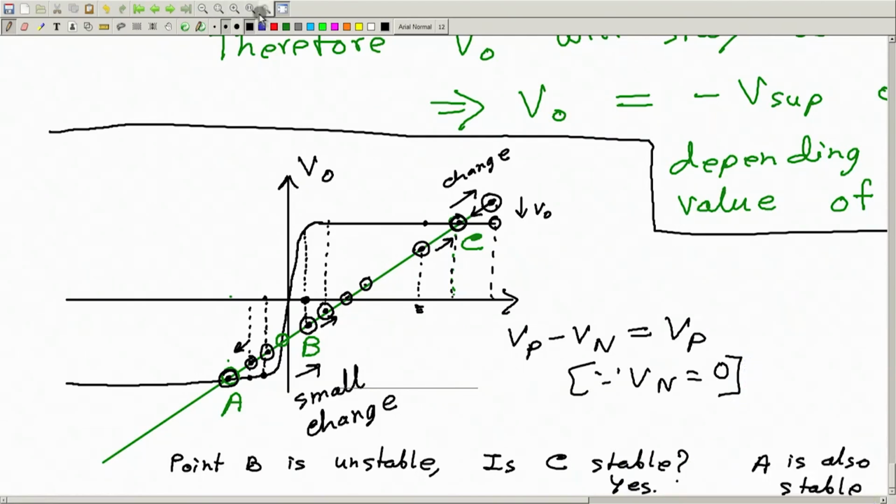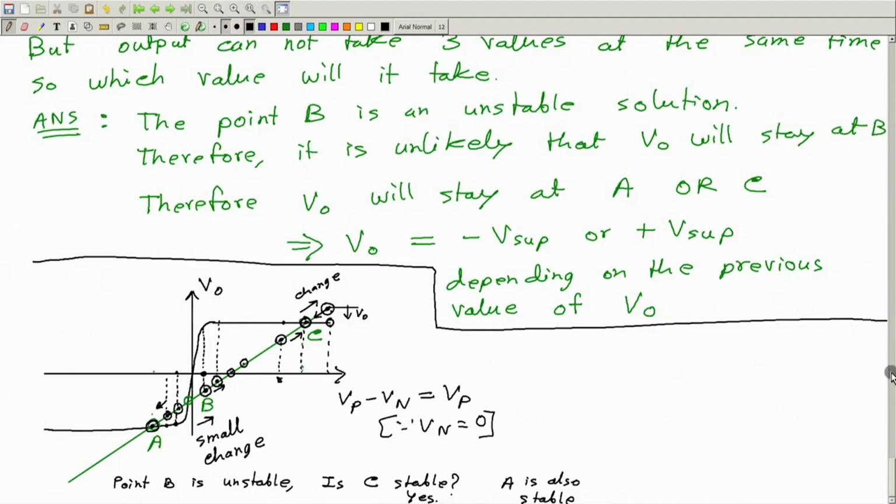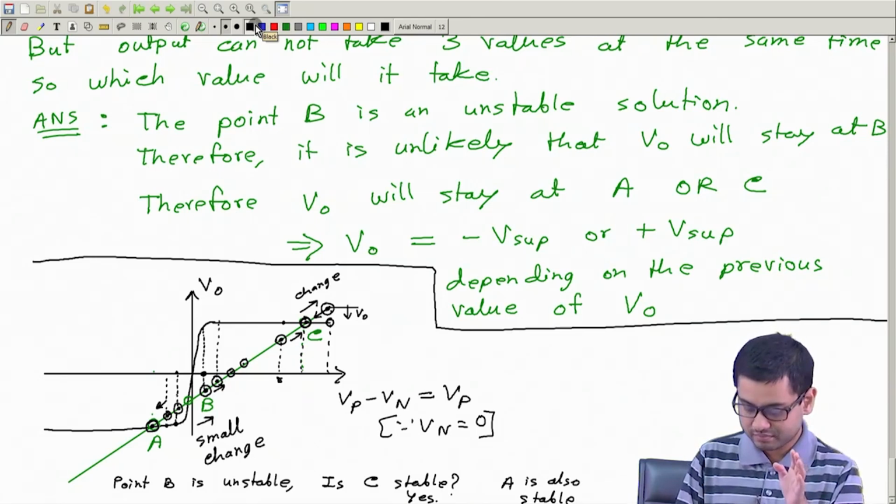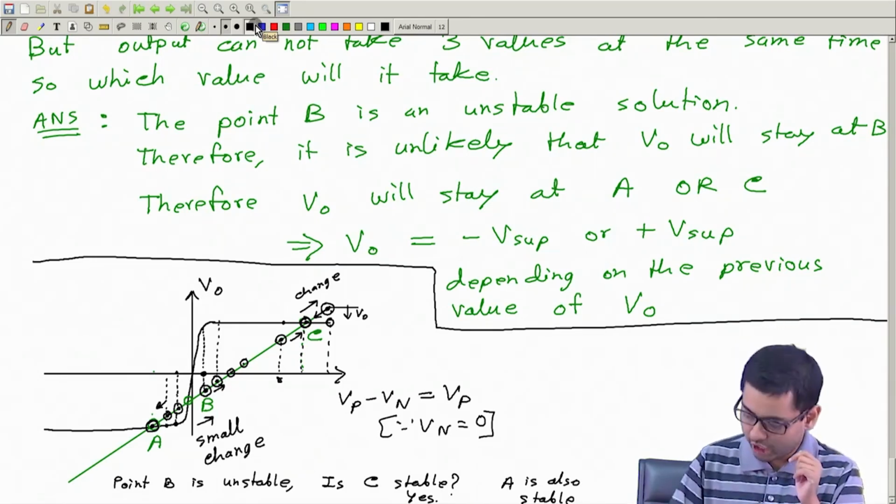Okay, now I have tried to justify why this point B is not stable, and these two, A and C, are the only stable solutions. Now the next question is, what will be the output? Will the solution be A or will it be C? I am telling you it depends on the previous value of the output, the history of the output.